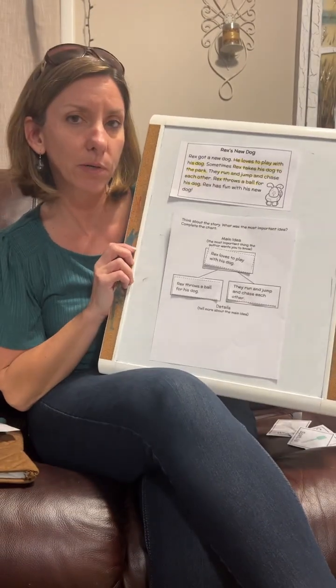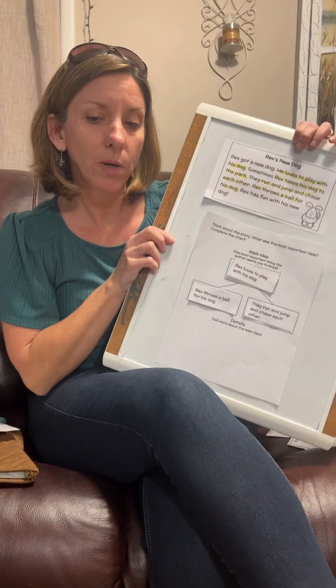The language supports built in here are the real objects, being able to talk with their partners about their ideas, and then to work with a partner when they're actually doing the cutting and pasting and that kind of work. And then having the example worksheet up and the highlighted text, those are both good language supports that the kids can refer to if they're feeling a little lost. And so I feel like this lesson could be good for everyone across the board. It's just a really good lesson with good language supports.